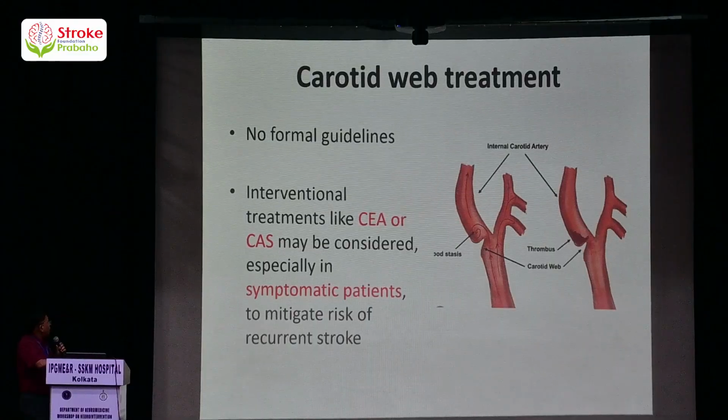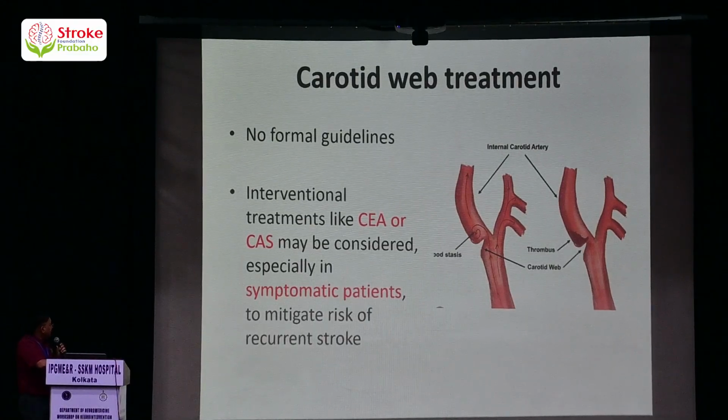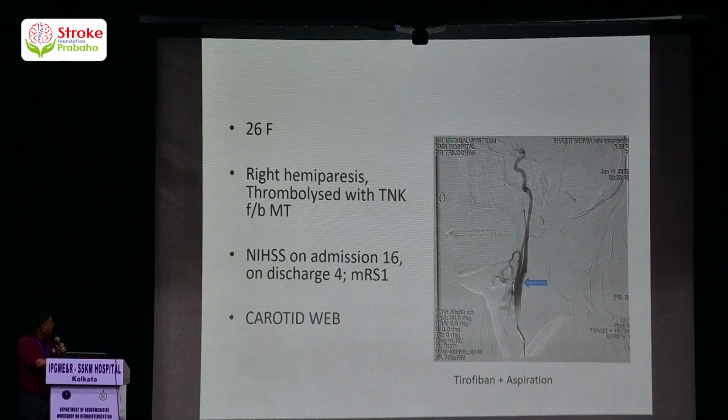There are no formal guidelines for how to treat the carotid web, but here the stenting or endarterectomy is done early because there is a high chance of recurrent stroke. So in spite of medical management, there is a very high chance that the patient may have a recurrent stroke, and you have to treat with a carotid stent.